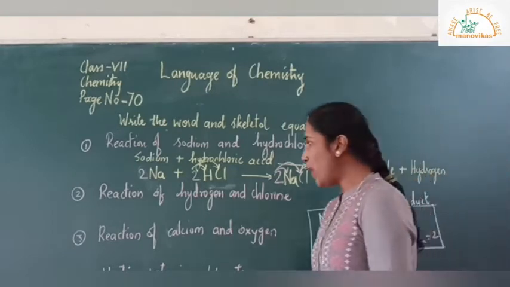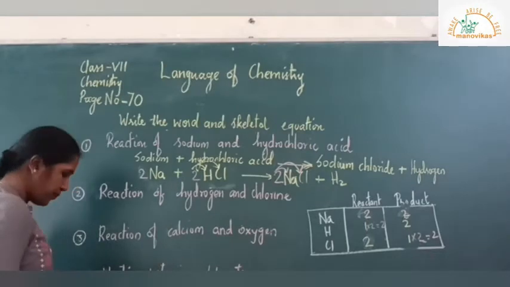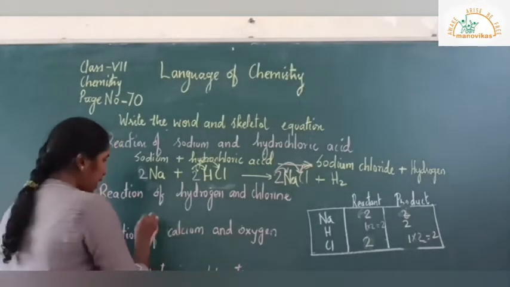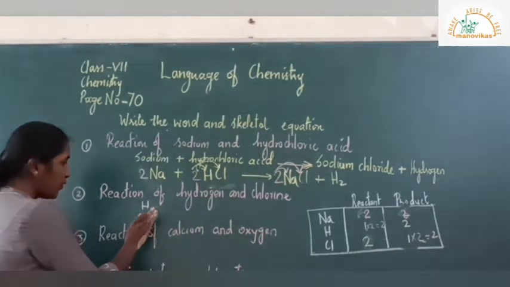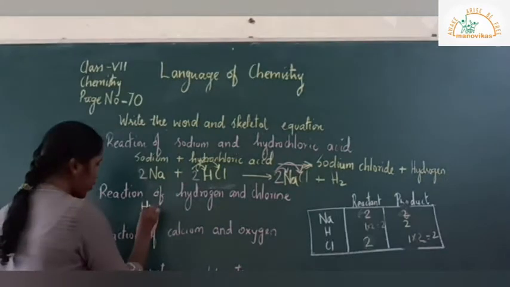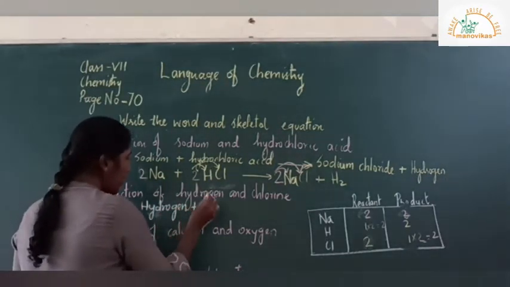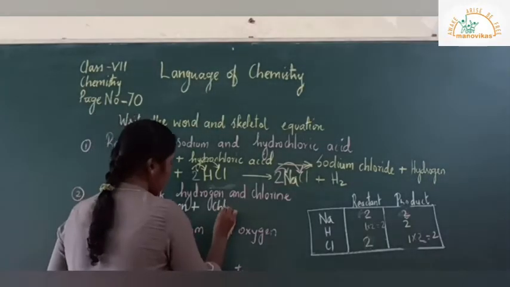Let's go for the second one. Reaction of hydrogen and chlorine. So hydrogen, as I have said, are diatomic molecules, so it will be H2. Sorry, I have to write it first as a word equation. So hydrogen plus chlorine.